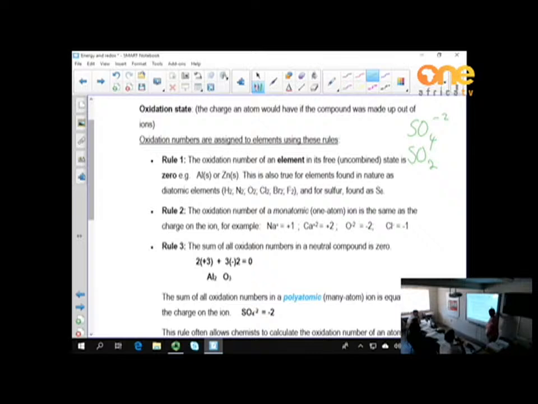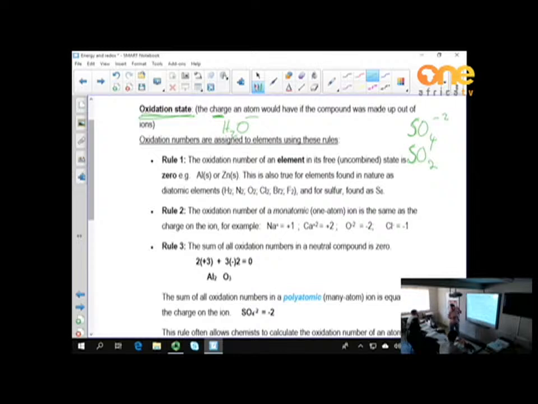So the oxidation state of the sulfur differs in the two compounds. All right? How do we work it out? That is what we are going to go to. The oxidation state is simply the charge that an atom would have if the compound was made up out of ions.